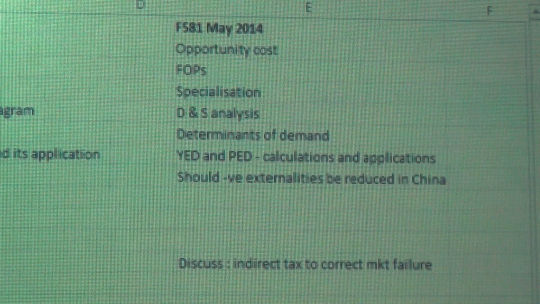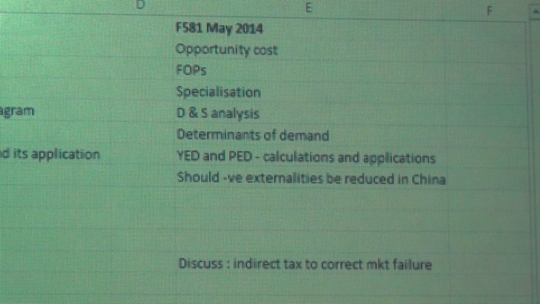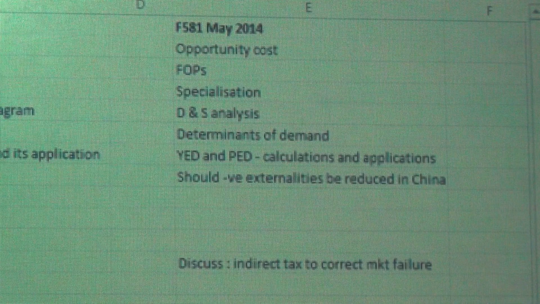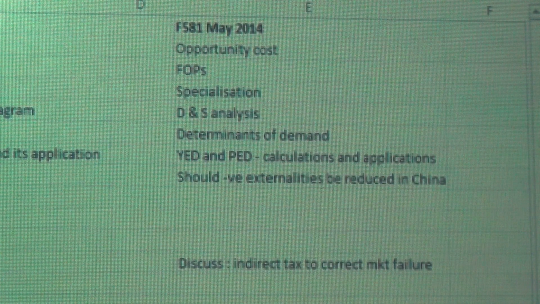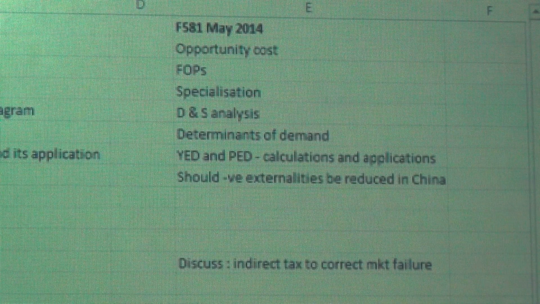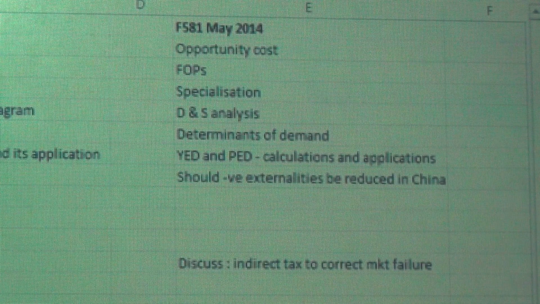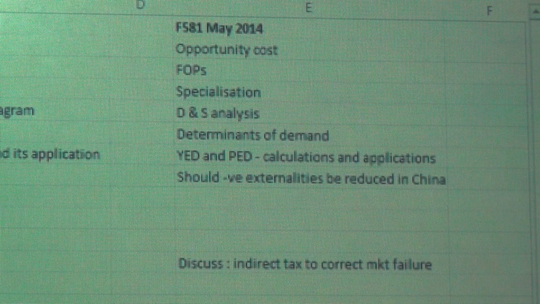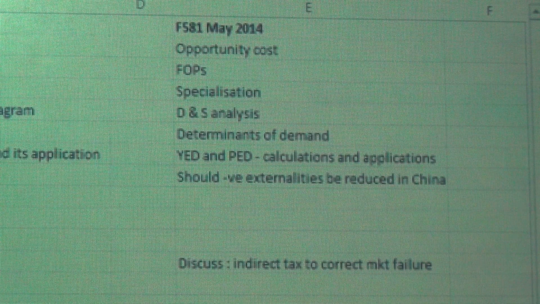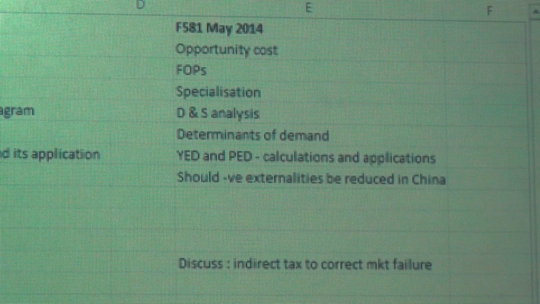And that was both in terms of calculations but also their applications. And then the externalities focused on negative externalities and whether or not China ought to try to reduce those. The heavyweight question in this instance was with regard to indirect taxes and how effective indirect taxes are when it comes to correcting market failure.